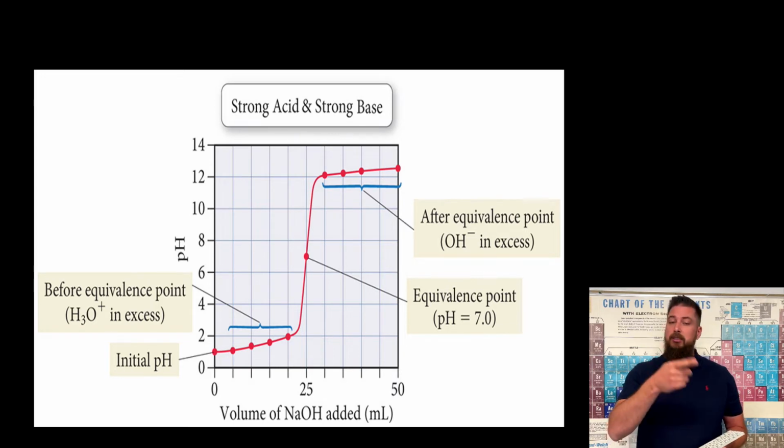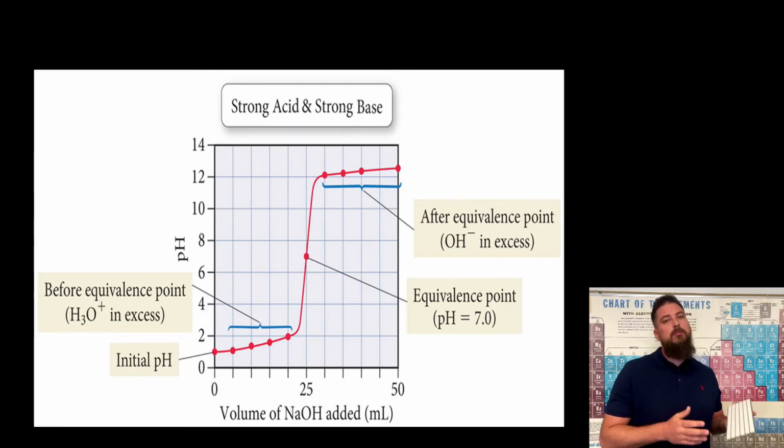And that point is the equivalence point, which is on this graph. If we were doing a strong acid and a strong base titration, the equivalence point would be a pH of 7 because that's neutral. Now, the thing is that with a titration, a lot of times as you go past the equivalence point, you continue to add base afterwards.